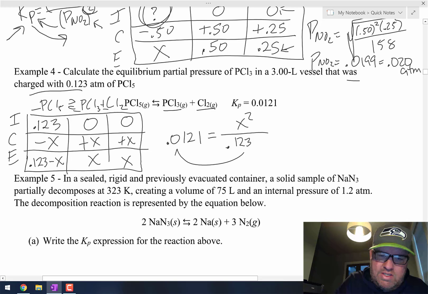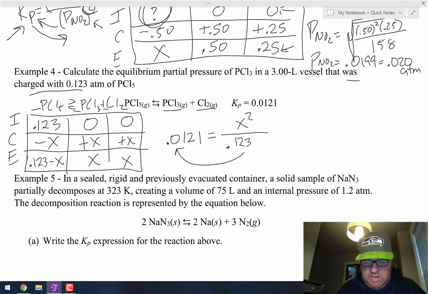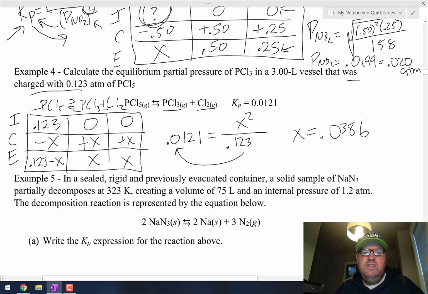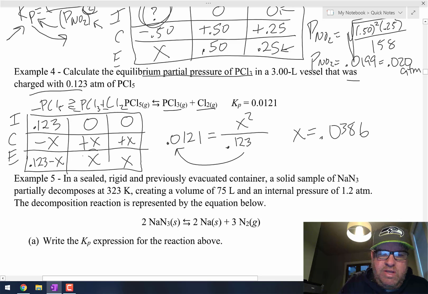We multiply this over here, so we take 0.0121 times 0.123. We get a pretty small number. We take the square root of that number, and we get an x value equal to 0.0386. Now, what does that number tell us? It says calculate the equilibrium partial pressure of PCl3. Well, PCl3 is x, so it is 0.0386. And guess what? So is Cl2.